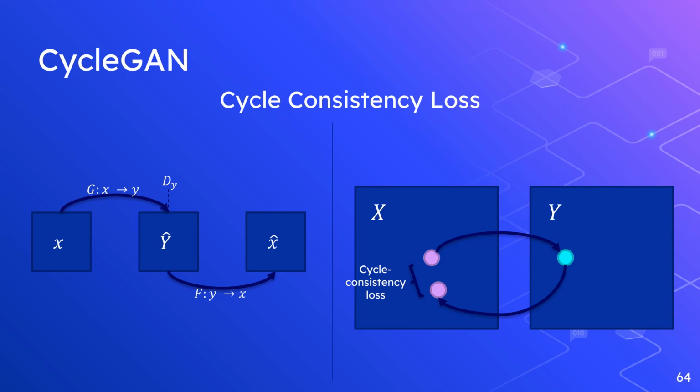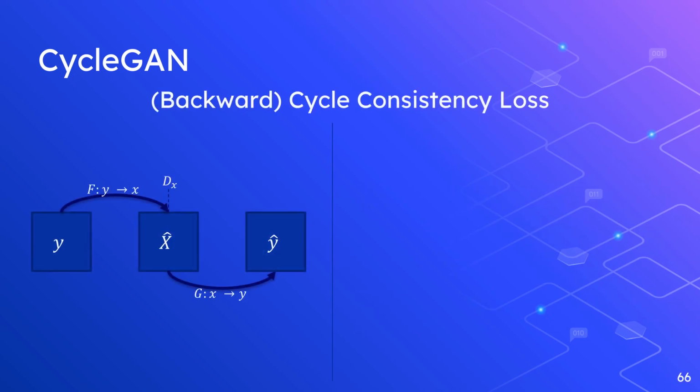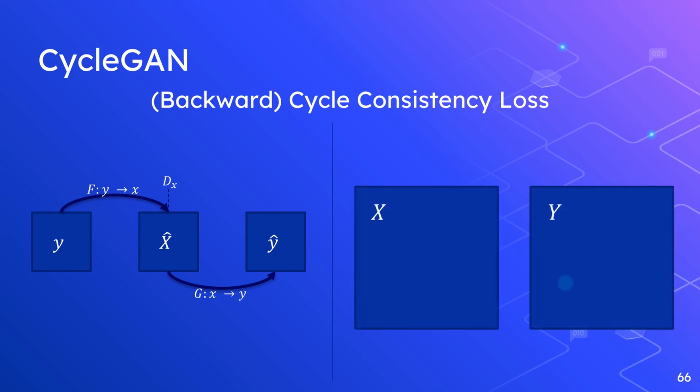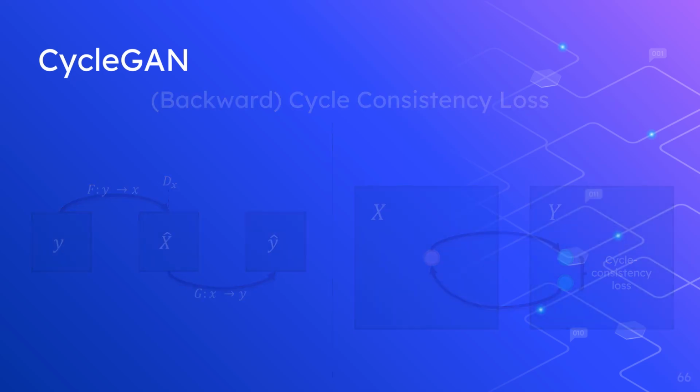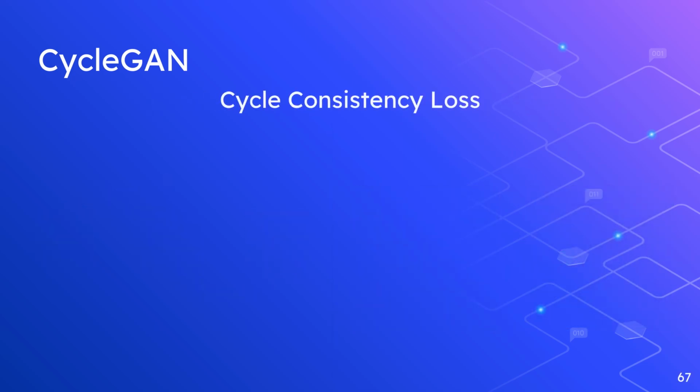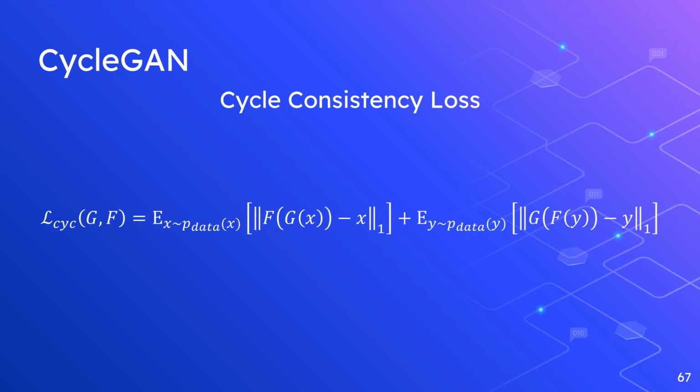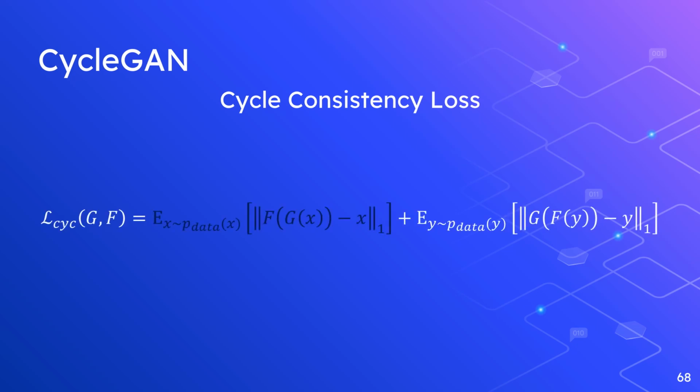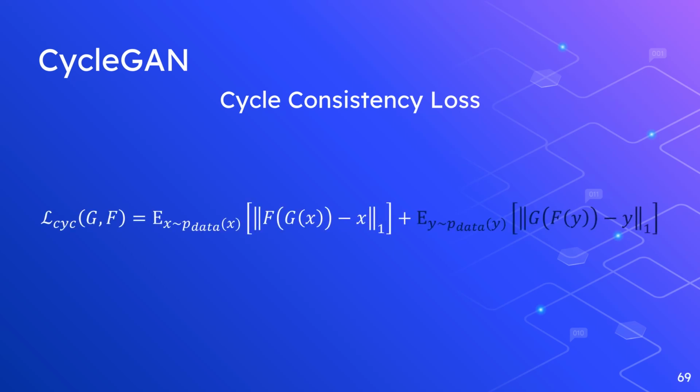The cycle consistency loss is measured in the forward direction and the backward direction, depending on which image we start with. Here is the equation for the cycle consistency loss. The first term measures the forward cycle consistency loss, and the second term measures the backward cycle consistency loss.